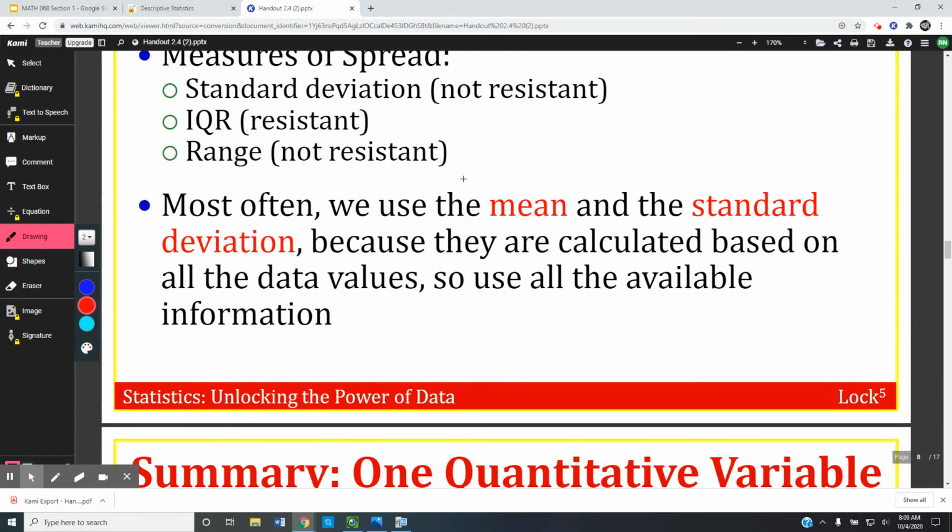It says right here, we most often use the mean and the standard deviation. So guess what? The thing that we use the most is the thing that's most affected by outliers, because they are calculated based on all the data values. So we use all of the available information. We don't like to throw away data as statisticians. We like to keep as much as we possibly can.